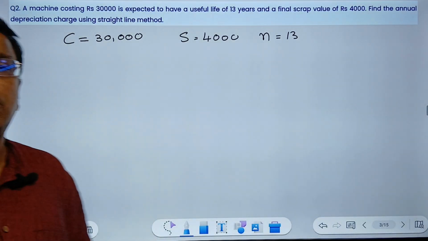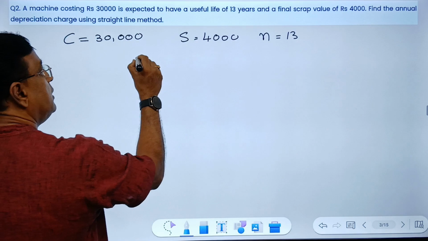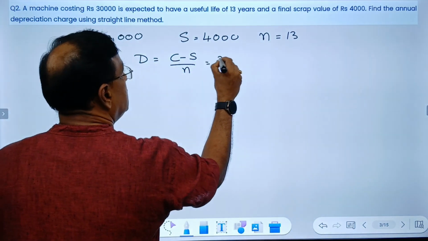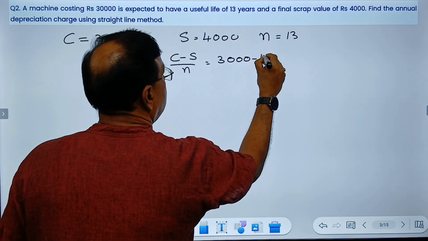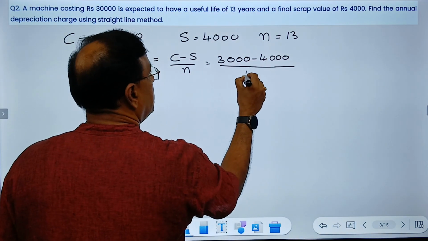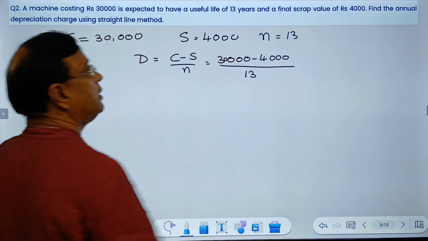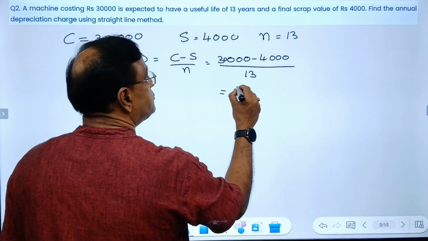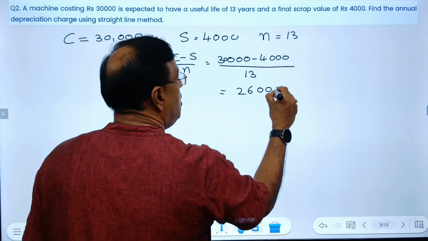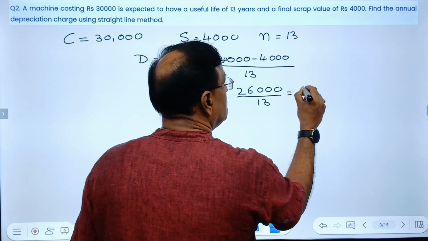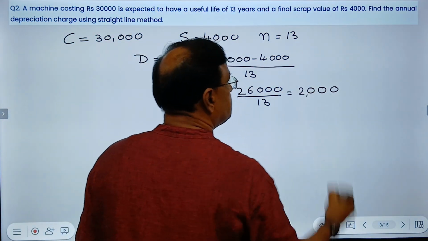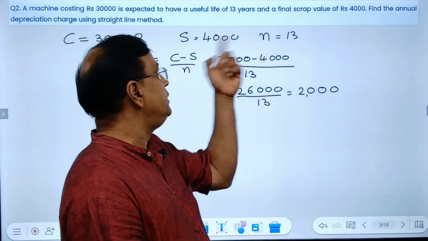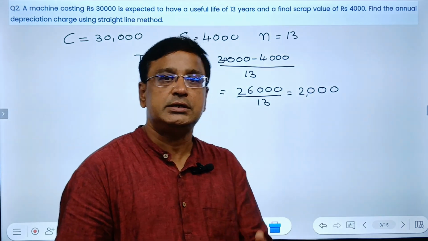So again, using the same formula, the annual depreciation is D equal to (C minus S) by N, which is 30,000 minus 4,000 divided by 13. Okay, 30,000 minus 4,000, which is effectively 26,000 by 13, which amounts to 2,000. So this machine undergoes an annual depreciation of 2,000 for the next 13 years. And after that, the scrap will be realized as 4,000.